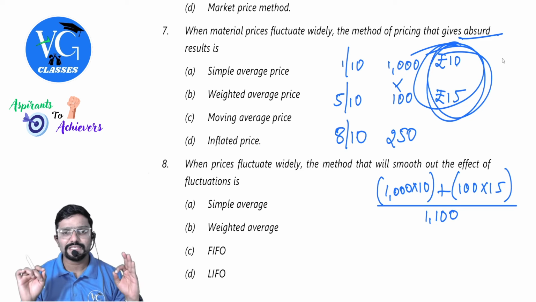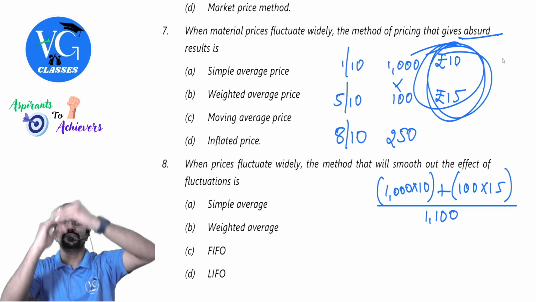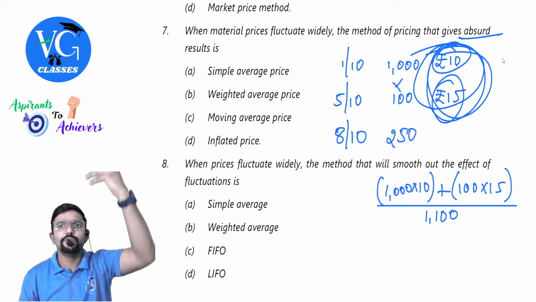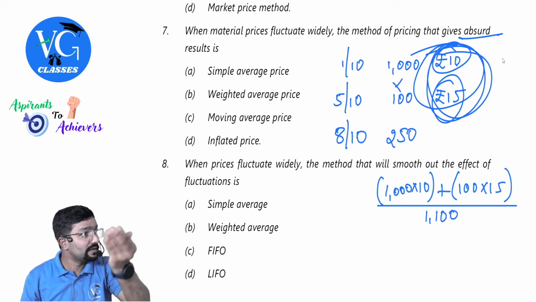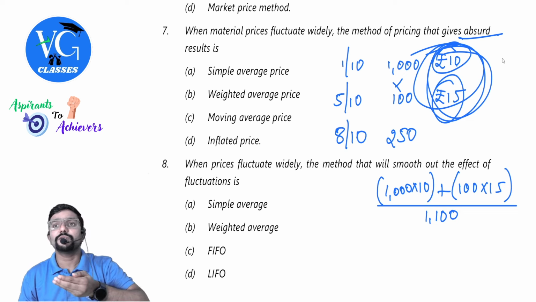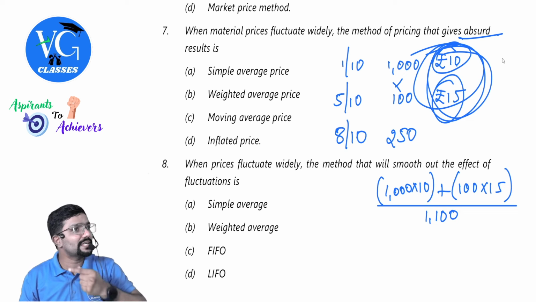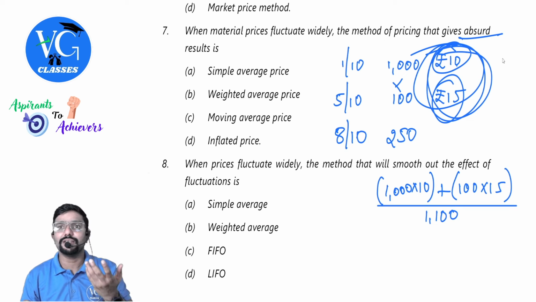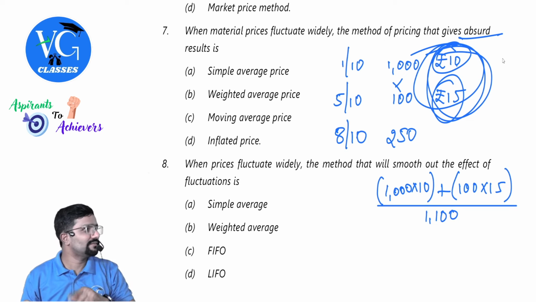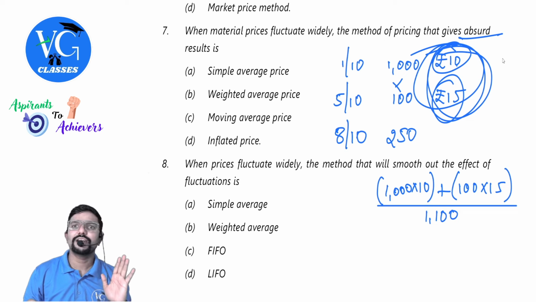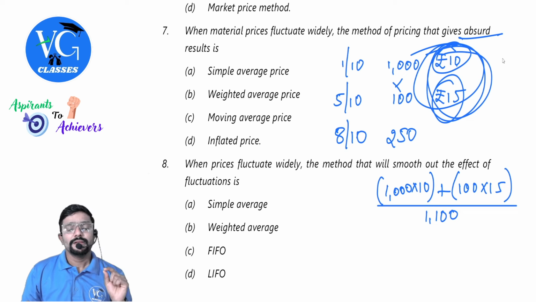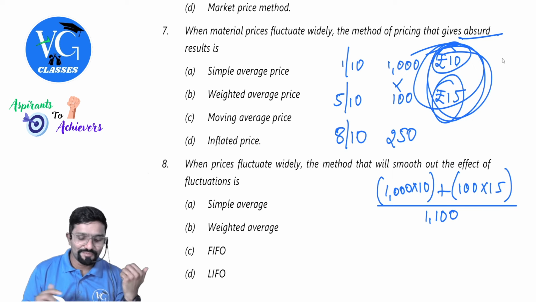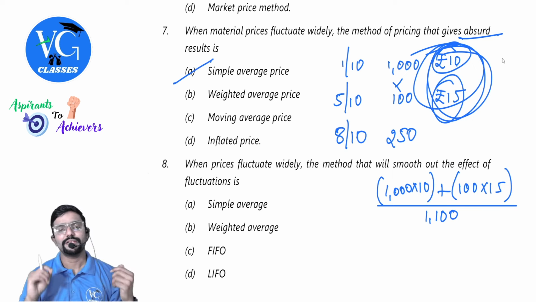When material prices fluctuate widely, that means there is too much gap between the prices. For example, here 10, 15. You may say it is only 5 rupees, but observe the percentage. 10 it was, then it has gone to 15. That is a 50% change. You may say 5 rupees is a small amount, but actually it is not. Clear? Simple average, weighted average, moving average, inflated price.